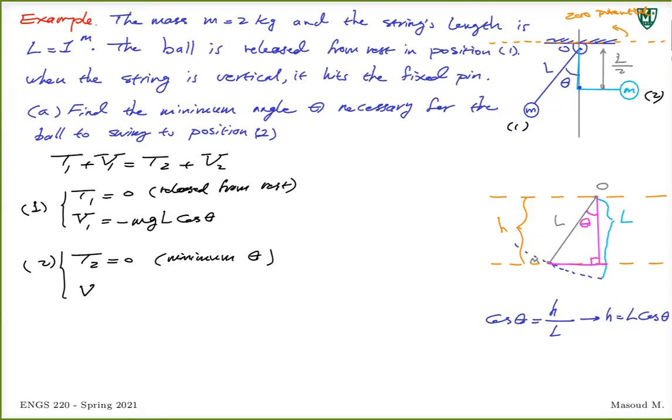Now, V2, potential energy at point 2. Well, that's pretty straightforward. The distance between the mass and zero potential is L over 2, and it is below zero potential. So that would be minus mgL over 2.